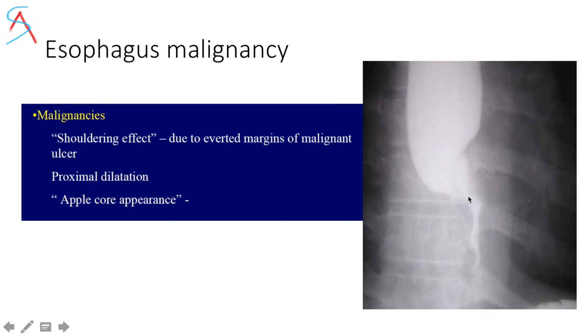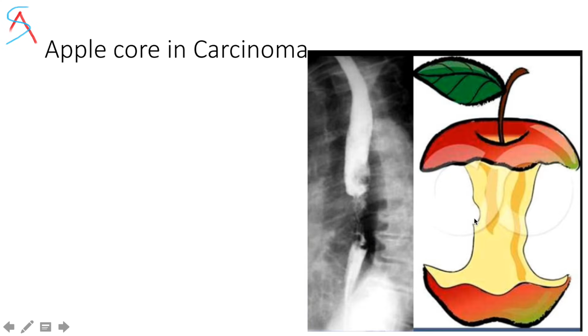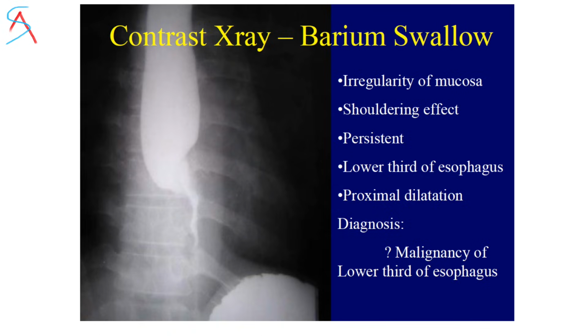Next is esophagus malignancy. Here also you will see a stricture, but it is irregular because of malignancy, which we call shouldering effect, and it gives an appearance of an apple core, as if someone has eaten the apple and only the core is remaining. Here you can see, on barium swallow, there is a stricture which is irregular, shouldering effect is present, so mostly it would be a lower third esophagus malignancy.